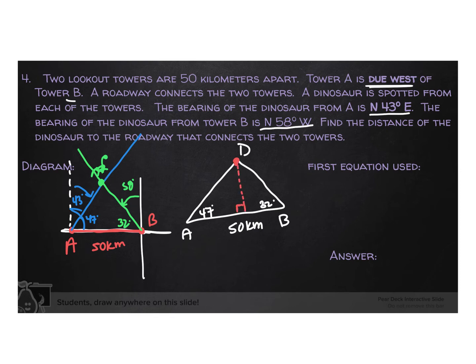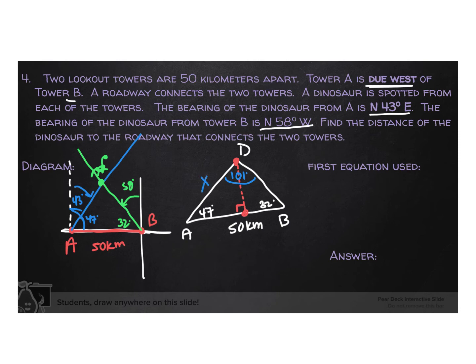Okay, so distance from a point to a line is always perpendicular. But this is not an isosceles triangle, so we can't assume that A to this point is 25, right? It's not bisected. So the thing that we're missing is either AD or DB to be able to solve for that height. So once I know what angle D is, by doing 180 minus 47 minus 32, I can do law of sines to figure out either DA or DB. I'll do DA, it doesn't matter.